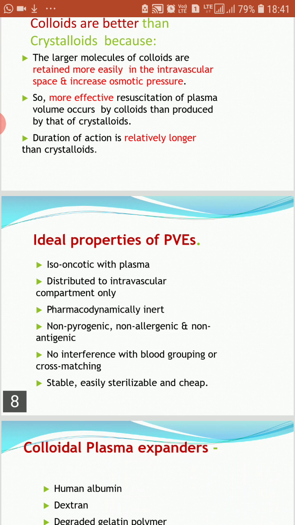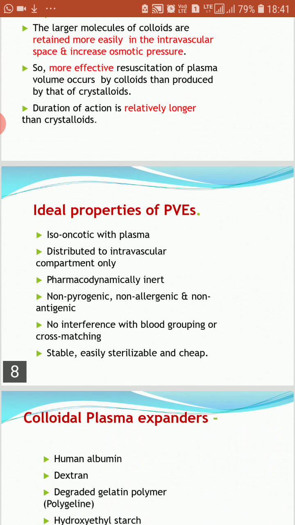Ideal properties of plasma volume expanders: they should be isoosmotic with plasma, distributed to the intravascular compartment only, pharmacodynamically inert, non-pyrogenic, non-allergenic, with no interference with blood grouping, because at times of injury sometimes we have to give blood also for clotting factors or oxygen. They should be stable, easily sterilizable and cheap. But none of them has all the properties.